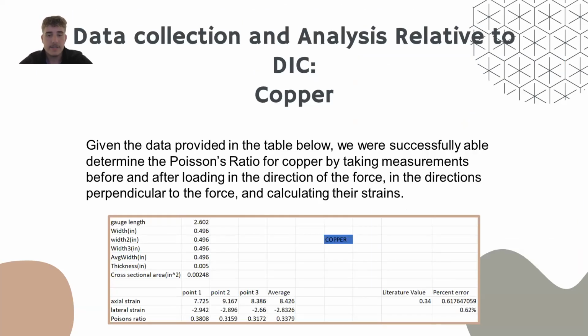Given the data provided in the table below, we were successfully able to determine the Poisson's ratio for copper by taking measurements before and after loading in the direction of the force, and the directions perpendicular to the force, and calculating their strains.